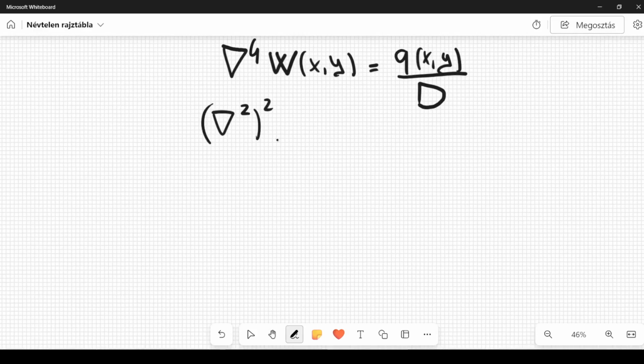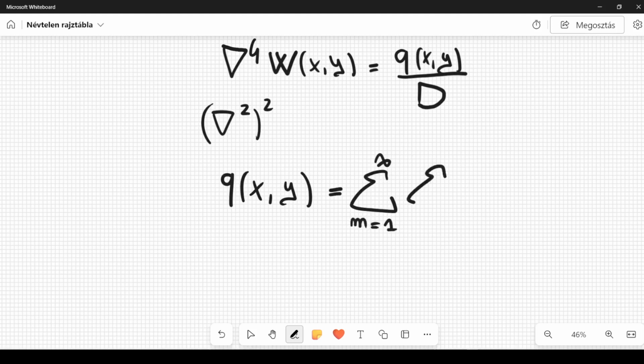And now we want to represent the generic load q of x and y in terms of a Fourier series, in particular in terms of a double Fourier series. So this is the way in which I will represent the load q. There is a first summation over m from 1 to infinity, a second summation over n from 1 to infinity. We have amn, which is the generic coefficient of the Fourier representation. This is a bidimensional Fourier representation.